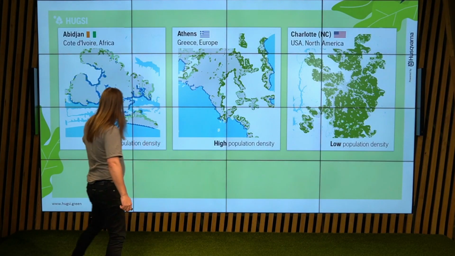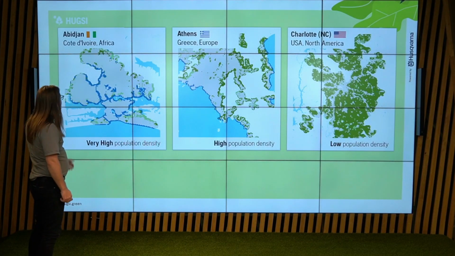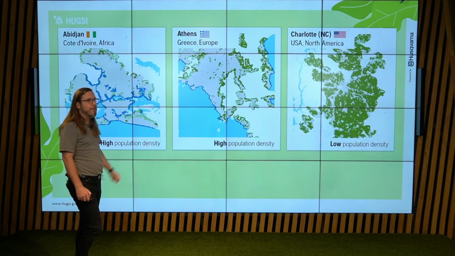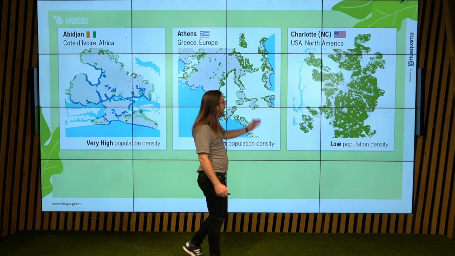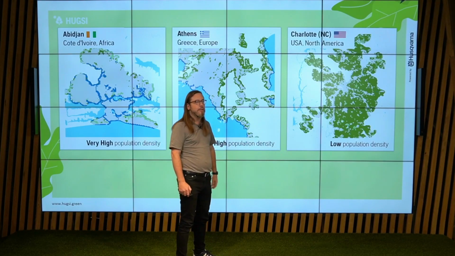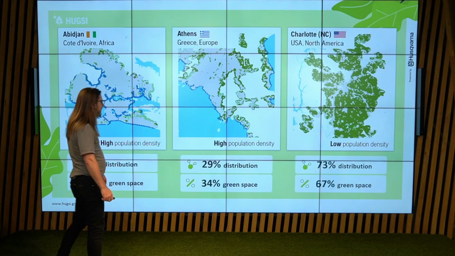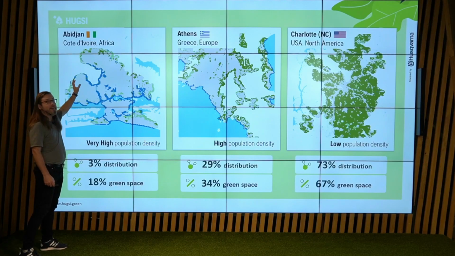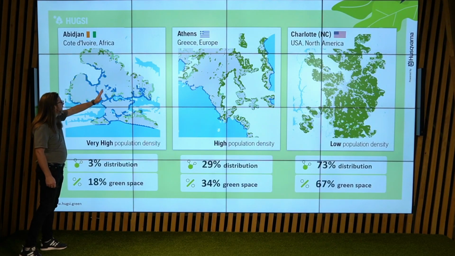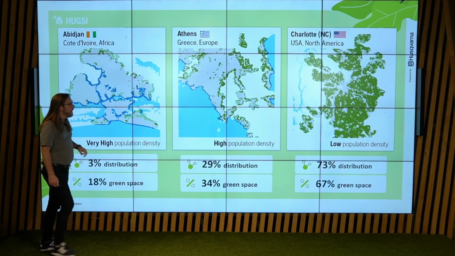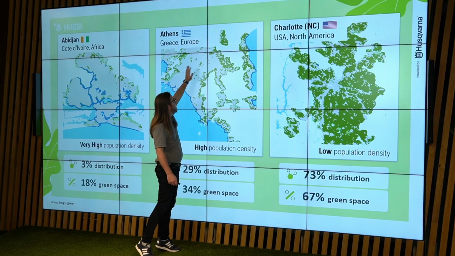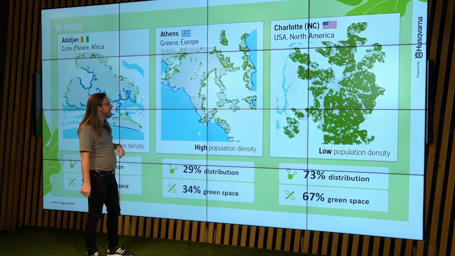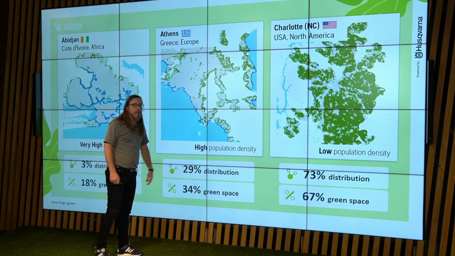This is an example of showing 3 different cities. Abidjan in Ivory Coast with very high population density, Athens in Greece with a high population density, and Charlotte in the US with low population density. And looking at the numbers, we don't have to look at the numbers really. We can see that this is not a very well distributed green space. You have it in the outskirts, very gray in the middle. In Greece, we can start to see that there are green spots also inside the city. And of course, that indicates more distribution, and that we can also see in the numbers.